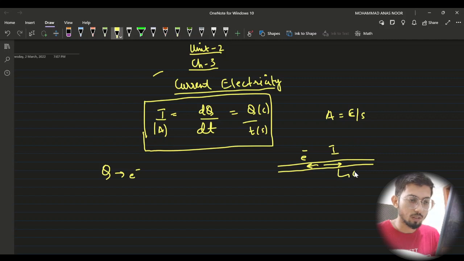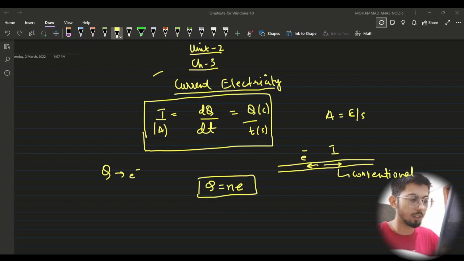This is called the conventional direction of current, in which current flows, and the direction opposite to that is the direction of movement of electron. So q is equal to ne, where n is an integer from 1 up to infinity. It can be any number, right? e is the charge on one electron, so that constitutes the total charge inside a wire.